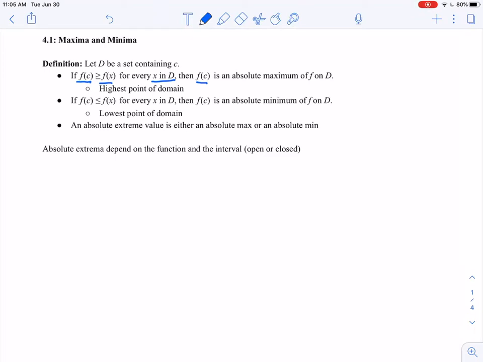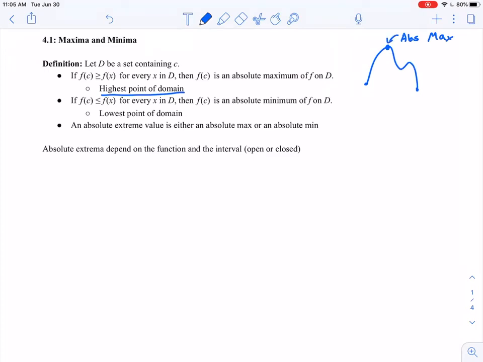So essentially, this is a fancy way to say that f of C is the highest point in the domain. So when you look at your graph, f of C is going to be the highest point of your function over whatever set we happen to be talking about. So here, this would be my absolute maximum. It's just the highest point.